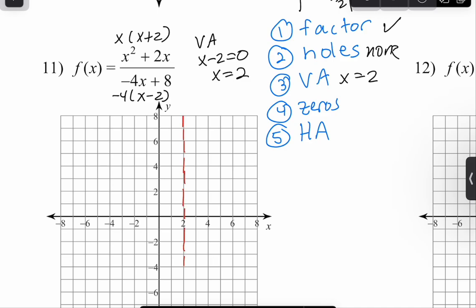Put your dashed vertical asymptote. Let's talk about the zeros. The zeros occur when the top of our fraction equals 0. So at 0 and at negative 2. Stop what you're doing. Go to your graph. Put those 2 points on 0, negative 2.